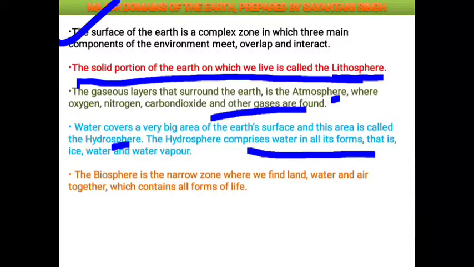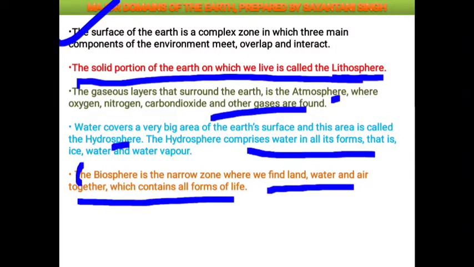The combination of the lithosphere, hydrosphere and atmosphere, when they interact and overlap each other, that overlapping portion is called the biosphere. The biosphere is the very narrow zone where we find land, water and air together, and in this layer all forms of life exist, where we actually live.